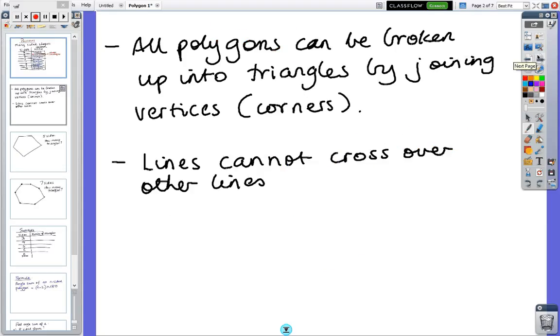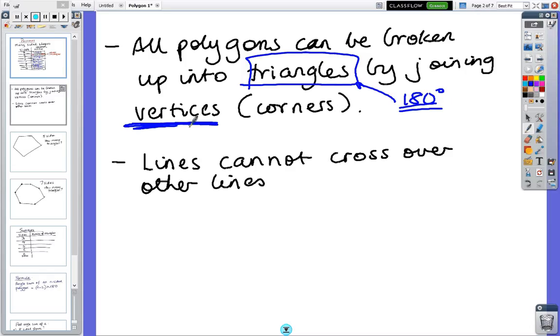Okay, so all polygons can be broken up into triangles. The reason we use triangles is because we know that there's 180 degrees inside a triangle. That's why we use triangles. And to do that, we're going to join the vertices, or the corners. But the thing is, the lines cannot cross over each other. So copy that and then come across when you're ready.